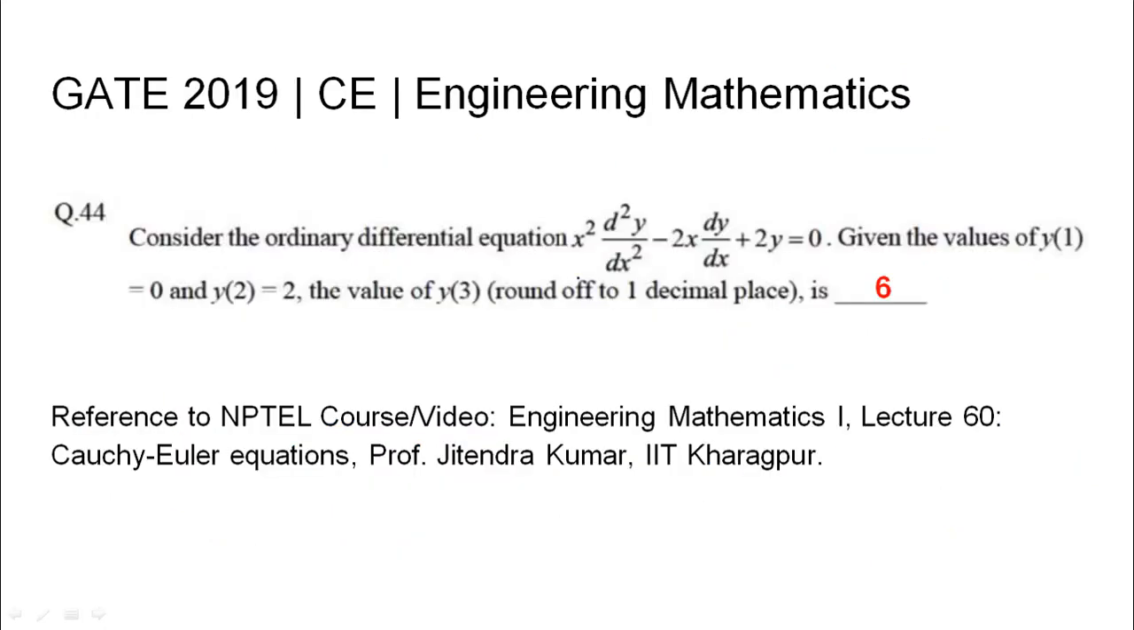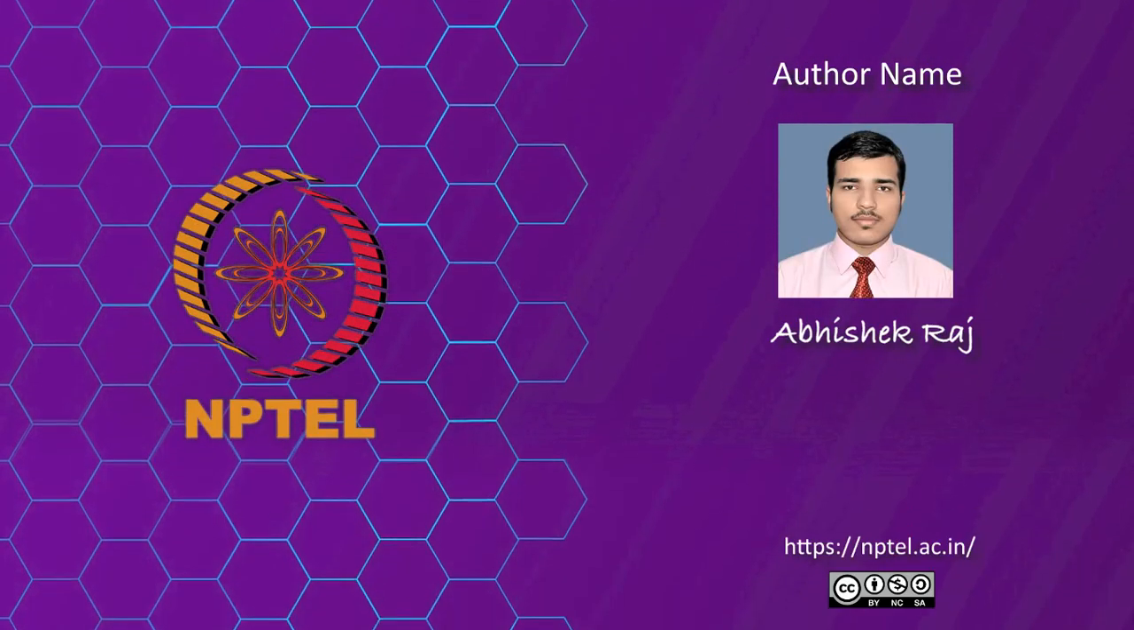An ordinary differential equation was given where the coefficients were in terms of the variable x. Cauchy-Euler equation was applied to find the value of y3 as 6. The relevant NPTEL reference has been cited.